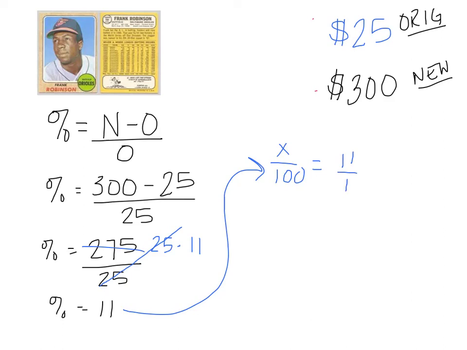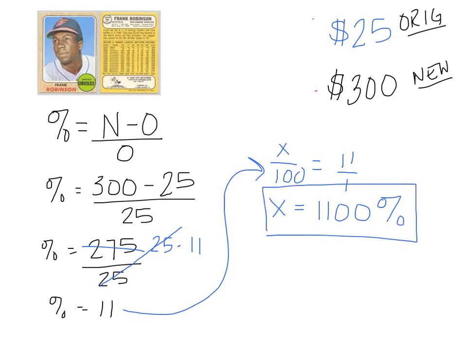And in order to get my x all alone, I have to do that cross products. And so I end up with x is equal to 1100. And that's what makes the percent. So my percent of change is really 1100%. It's an increase. It's a positive number. It went from a small number to a bigger number.